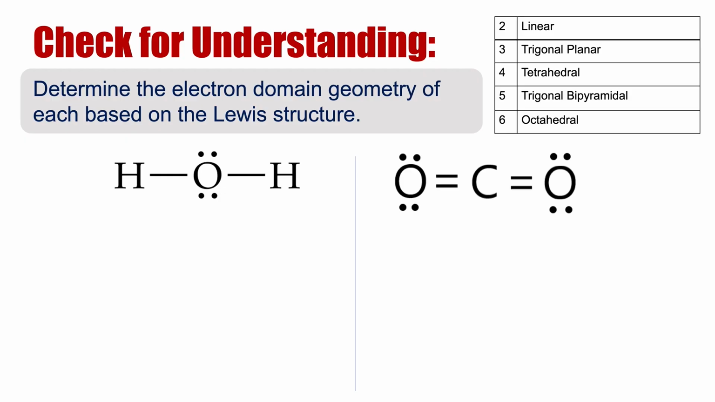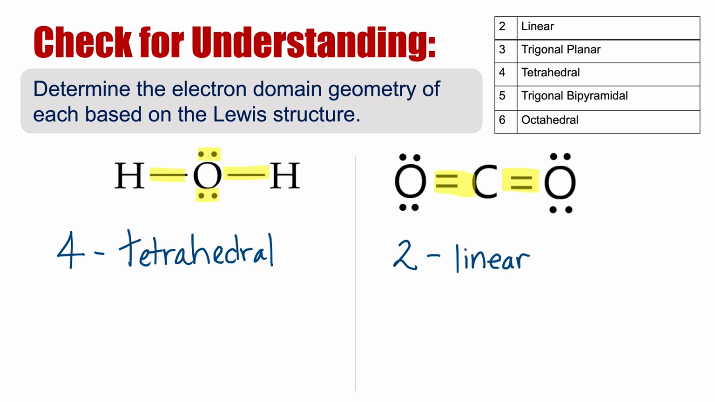What I want you to do is go through and analyze these 2 molecules. You're analyzing the central atom, determining the total number of electron domains, then using the little table in the upper corner to determine what electron domain geometry that molecule would have. So for H2O, 1, 2, 3, 4 electron domains, it's going to be tetrahedral. For CO2, carbon has 1, 2 electron domains, so its electron domain geometry is going to be linear.